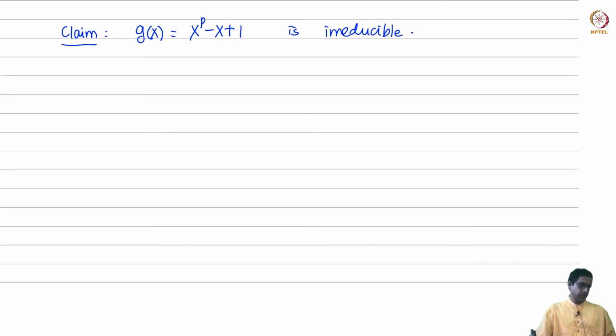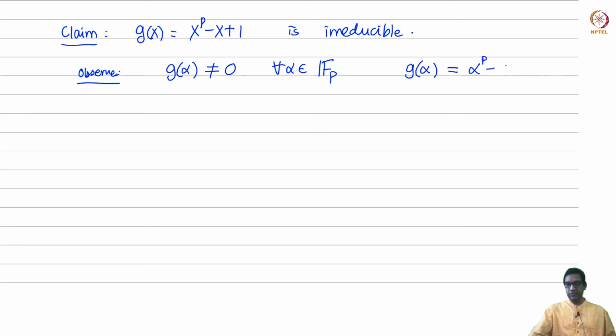Okay, so observe the following: this definitely has no roots in the base field Fp. So observe, g of alpha is definitely not 0 for all alpha in the base field, because if I compute g of alpha for any element of the base field, it's alpha to the p minus alpha plus 1, but we know that alpha to the p minus alpha is 0, so this is actually 1.